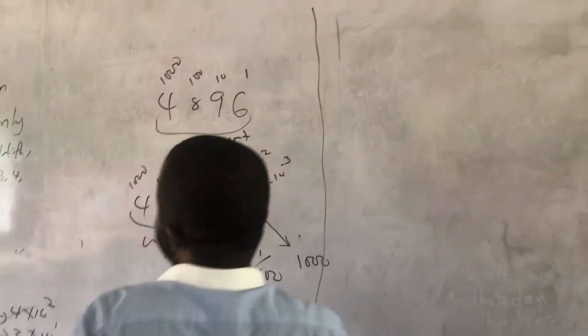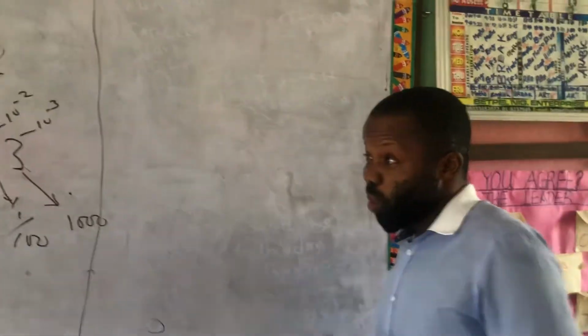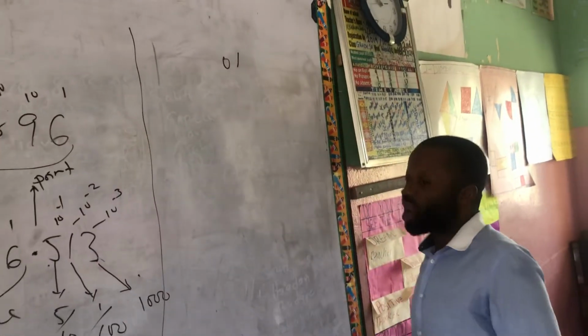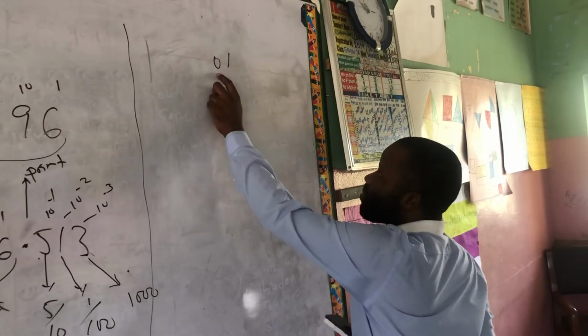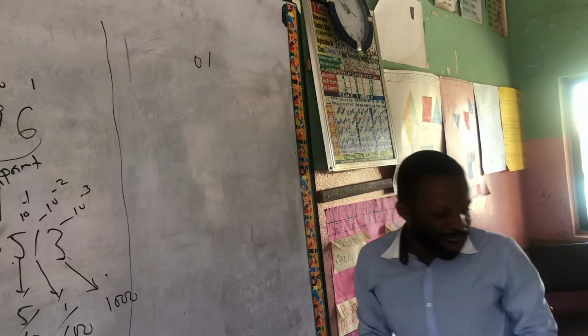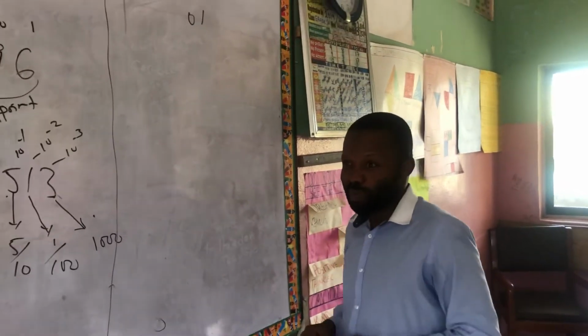Okay, remember, a binary is always either 0 or 1. 0 means off and 1 means on, okay? Our computer uses binary.